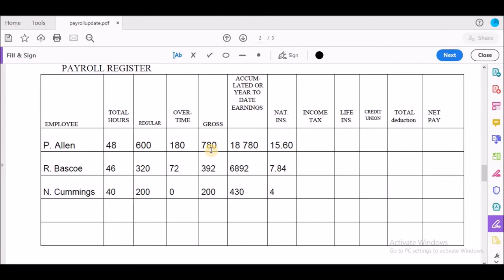So 780 for Allen, subtract $15.60. That's going to give you $764.10. Then multiply that times 10%, and that's going to give you $76.44.